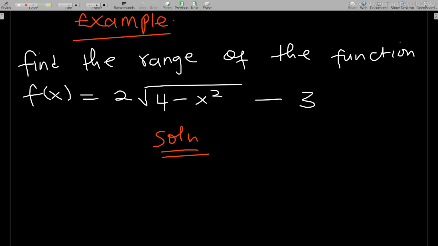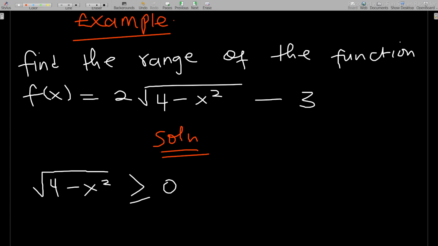Okay, so let's look at this. First of all, you should find the domain, like I said. So you should know the interval that the domain is on. With this function, 4 minus x squared is only defined when this is greater than or equal to 0, because there's no fraction here.